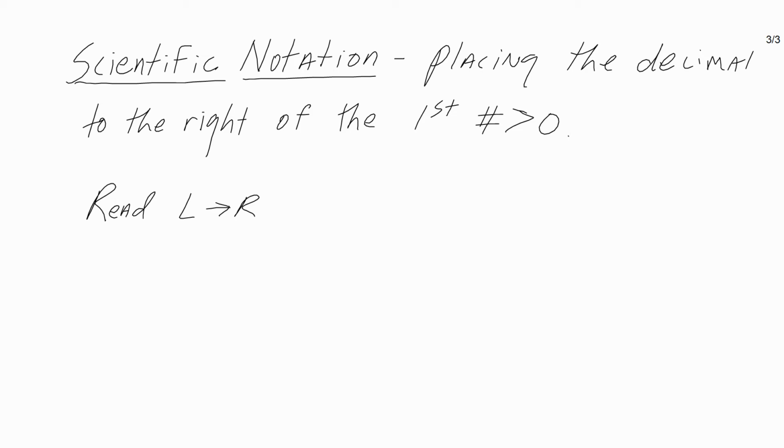So, if I give you 413 million, which way do we read? We read left to right. Where's the first number greater than 0? 1. Okay.